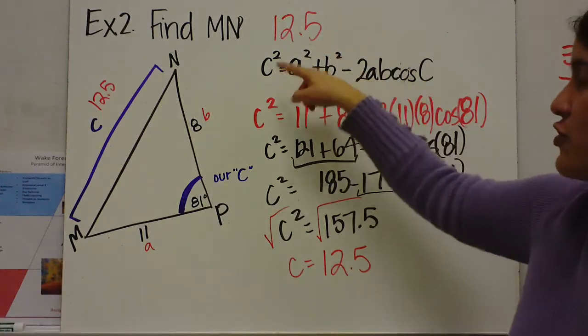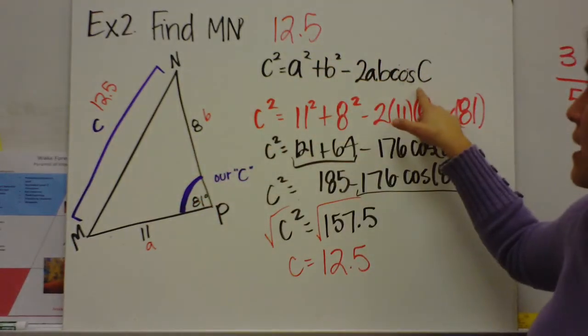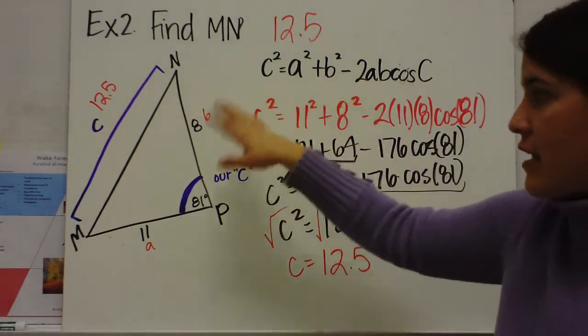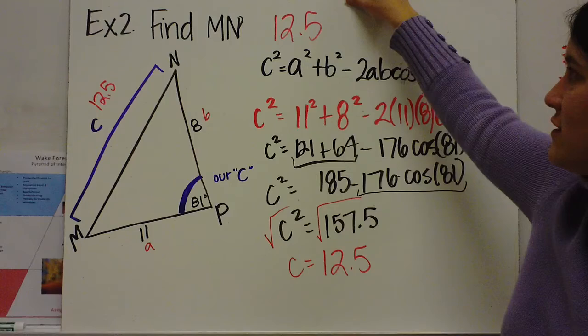Again, here's your formula, and just know that you can rewrite any triangle using the C and the A and the B by finding the angle that you want or the angle that you need. All right?